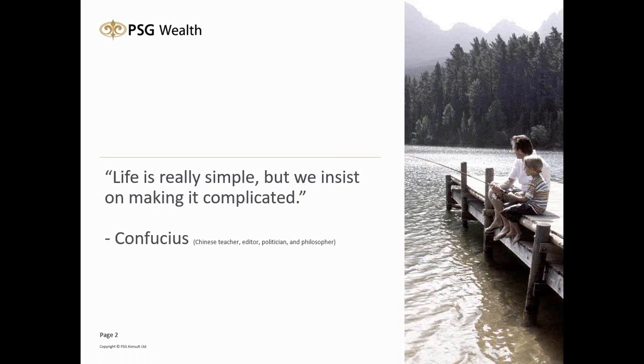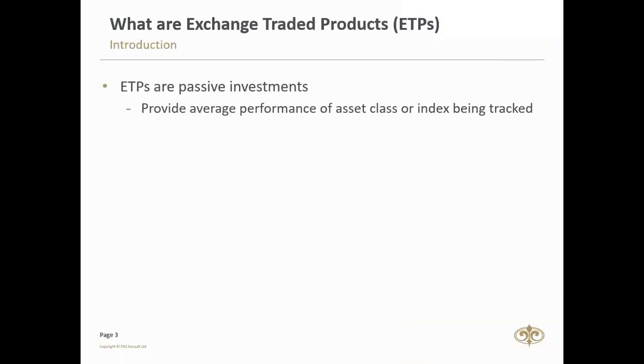Just understand the bottom line: they're passive investments, which provide the average performance of an asset class or index being tracked. They're investment vehicles that give you direct access to a basket of shares that are traded on a stock exchange like the JSE. And as you'll see in the next few slides, it gives you the convenience of trading like a share.